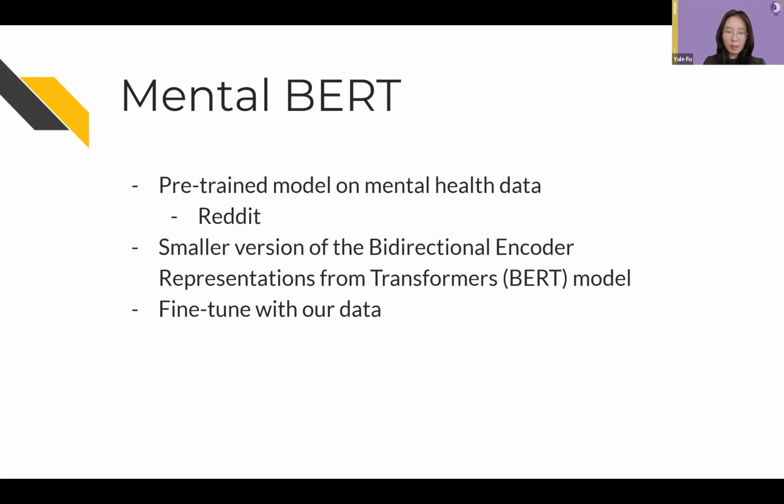and classifies it. Next, we have MentalBERT, which is a deep learning model, and it can be found freely online. This was a model that was pre-trained on mental health data that was scraped from Reddit, actually. It's a smaller version of a BERT model, and we fine-tuned it with our data. We expect this model to perform probably the best because it already has pre-trained data from before, and we also train it with our data. And it's all very mental health specific.